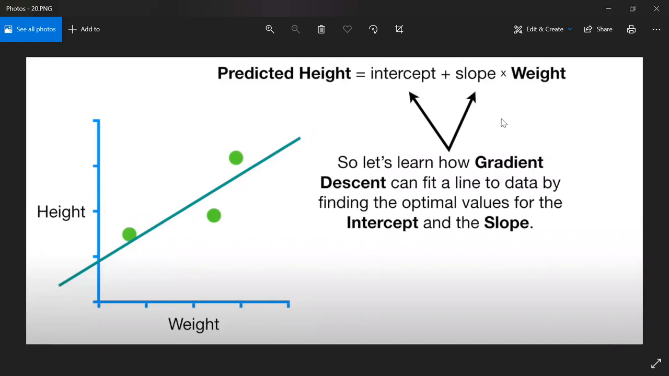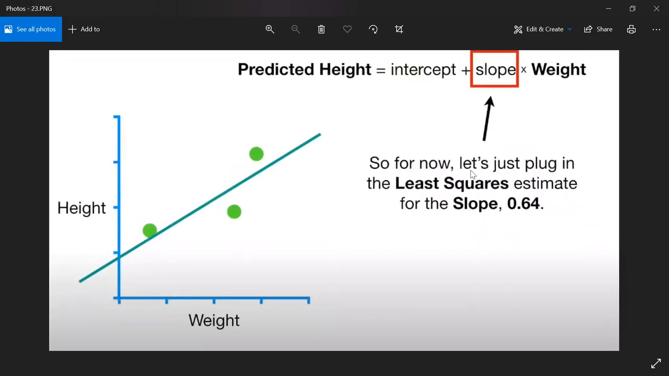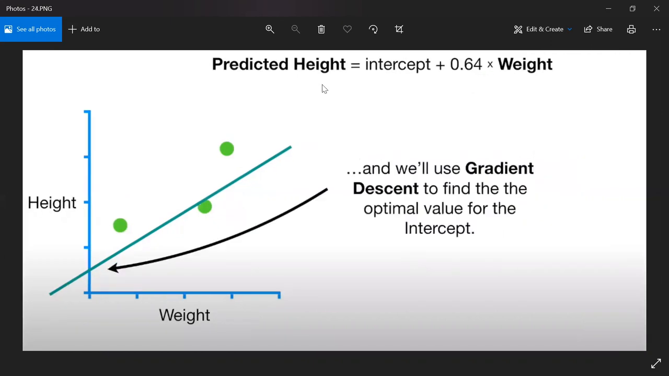Before I start, assume for this example, let's just plug in the least squares slope, which is 0.64. Understand? I take an example. M is 0.64. Clear, guys? Now, what is the predicted height? y equals M, which is 0.64, times weight. Understand or not?